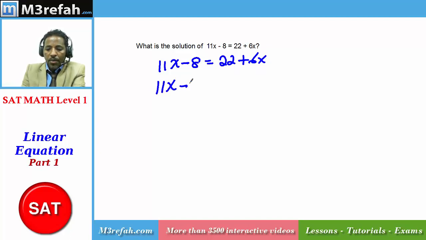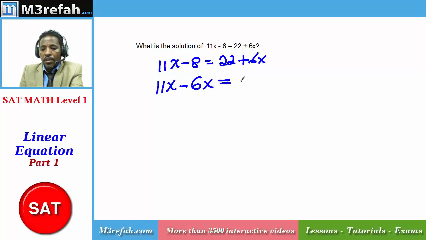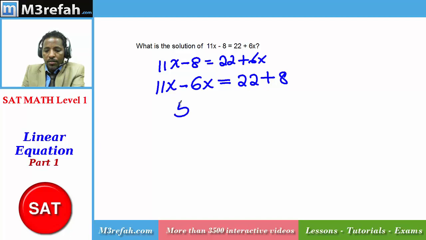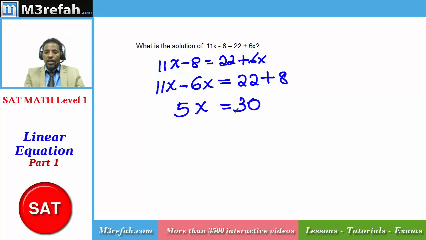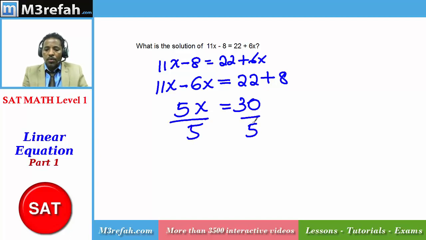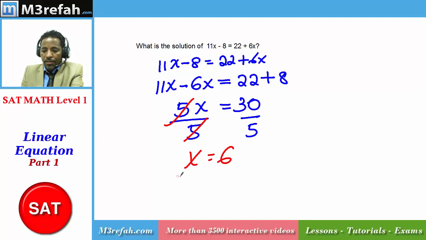It becomes 11x minus 6x is equal to, the numeric values should all be on the same side. 22 is already on the right side. Negative 8 should move to the other side, which turns into 8. 11x minus 6x is 5x, which is the same as 22 plus 8, which is 30. To get the value of x, you have to isolate x by dividing by 5 on both sides. That will give you the exact value of x. x equal to 30 divided by 5 is 6.